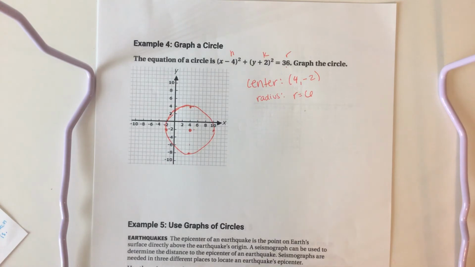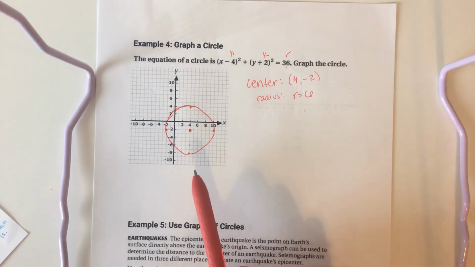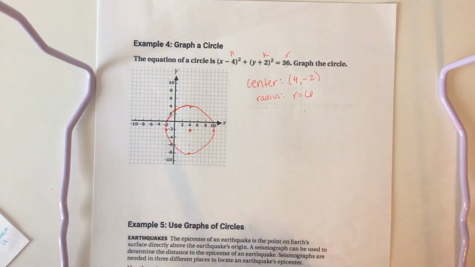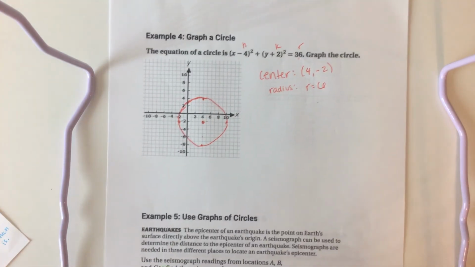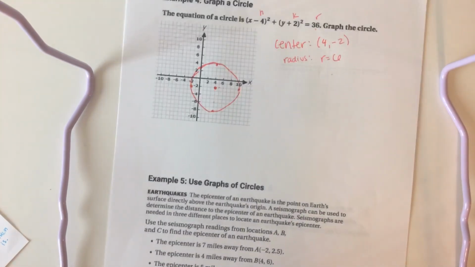All right, so you just take what they're giving you, plot the center, do your radius, and draw the best circle you can. This is actually a pretty good circle for me. So yeah, that's a win in my book. So let's try a word problem that likes to come up with circles along with graphing them.